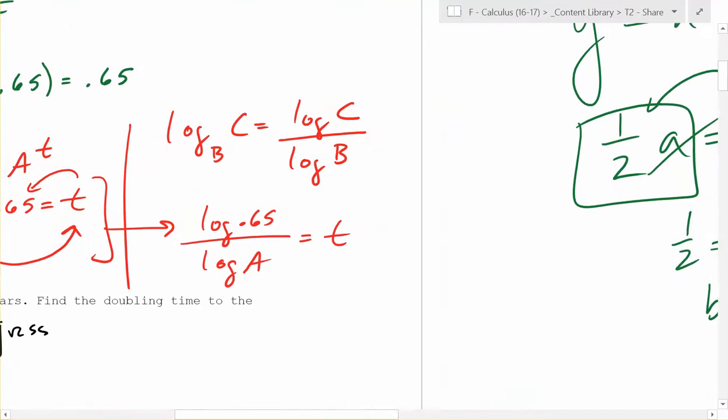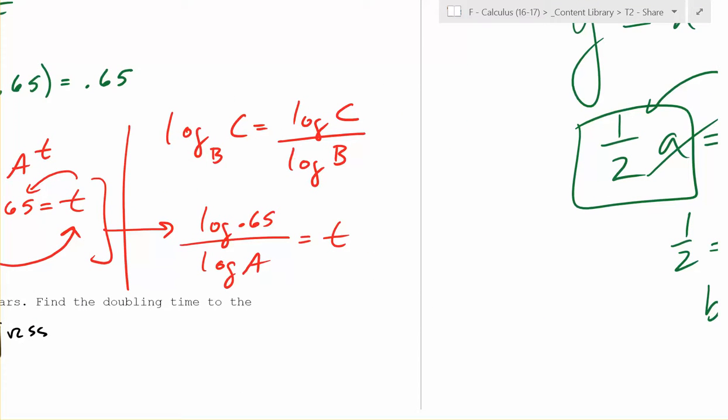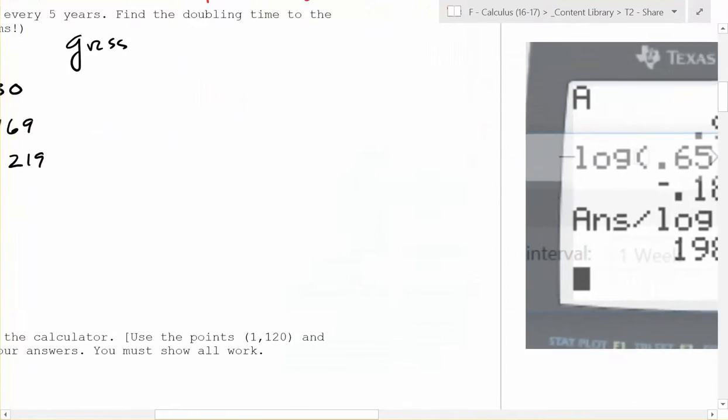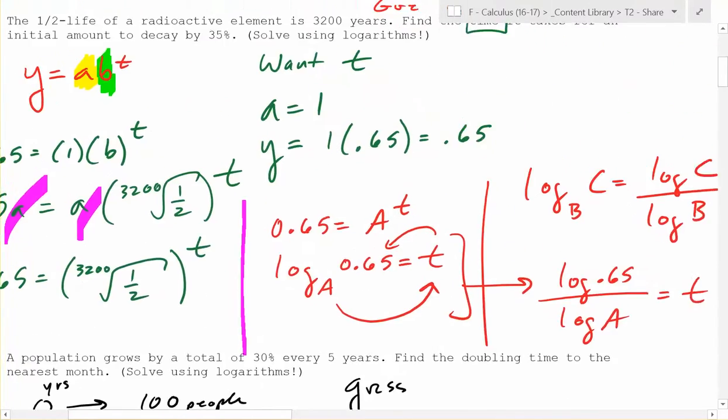Excellent. So are you a little hazy on your log work? I'm sure it's a little weird. I'm sure it is. We will practice a ton of it.